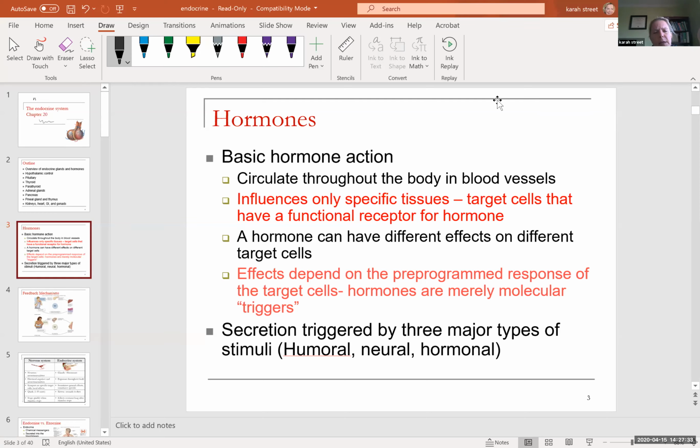A hormone additionally can have many different target cells, and each target cell will behave differently. What makes them behave a certain way? It depends on their gene expression. It depends on their physiology. For example, epinephrine is not just a neurotransmitter, it is also a hormone.